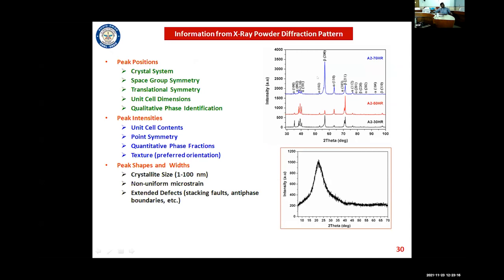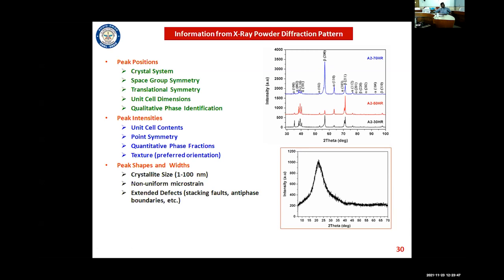Now, this peak position will be determined by the size and shape of the unit cells, and the intensity, the number of counts coming from the plane, will be determined by the atoms in a unit cell. So you can determine the crystal structure and what types of phases are there. And if you know the full width at half maximum, you can determine the crystallite or grain size using the Scherrer formula or the Williamson-Hall method.